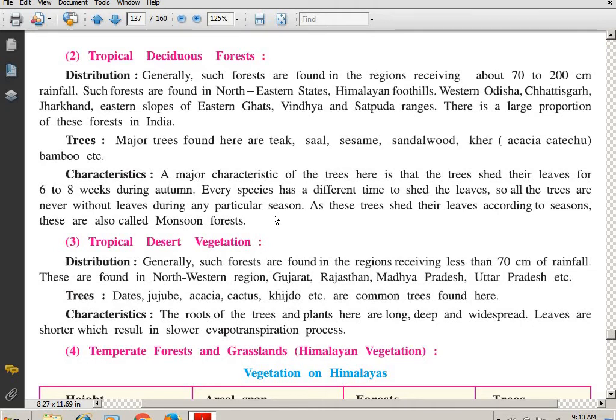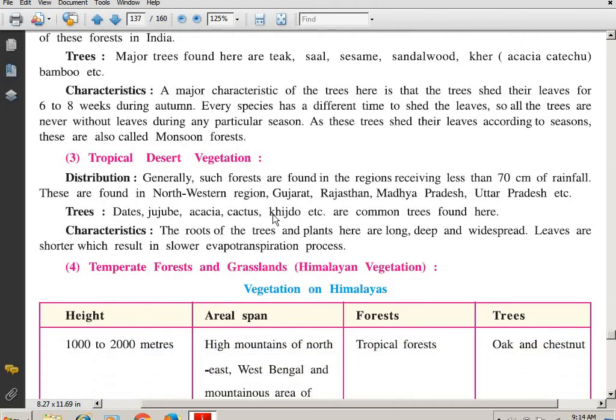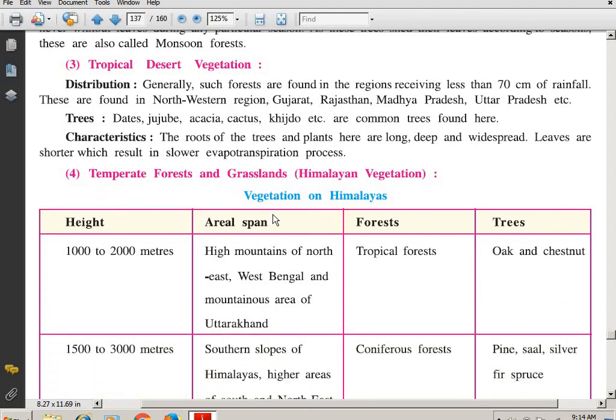Now see the tropical desert vegetation. Again students, if it is asked only to write about tropical desert vegetation, it is 2 marks, otherwise 4 marks or 3 marks, depending on the way it is asked. Now, how is the tropical desert vegetation distributed?